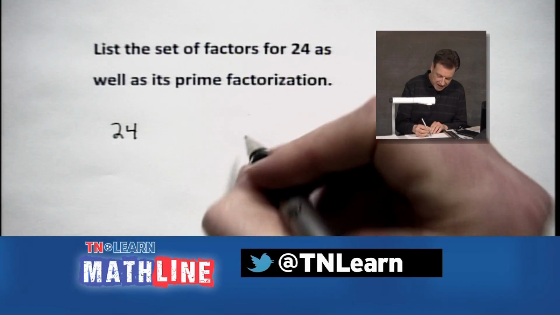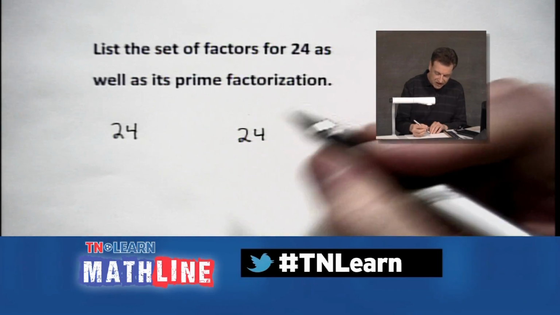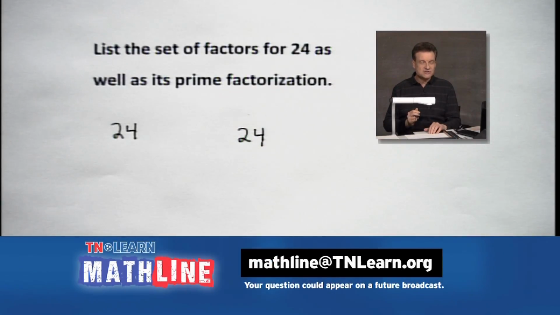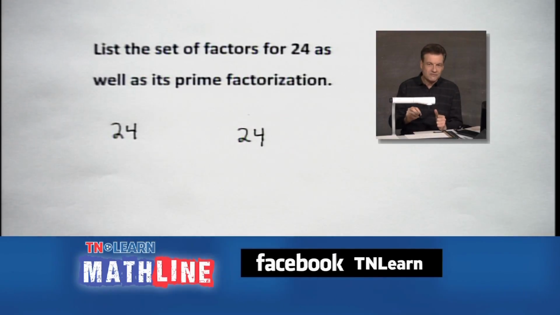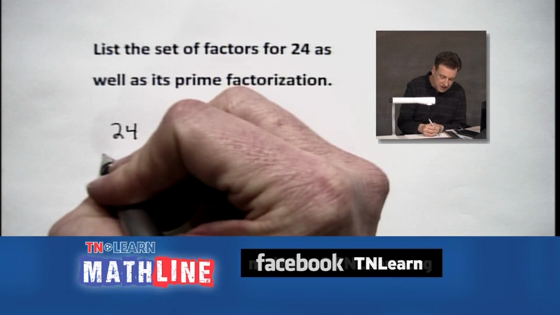So here we go. And we're just going to take a look at that number a little bit more. We're going to make a prime factorization. So two things we want to look at. When we talk about a set of factors, we talk about what numbers are going to divide evenly into 24. In other words, what numbers can we say 24 is divisible by, if you like to look at it a different way? Well, let's play with them.